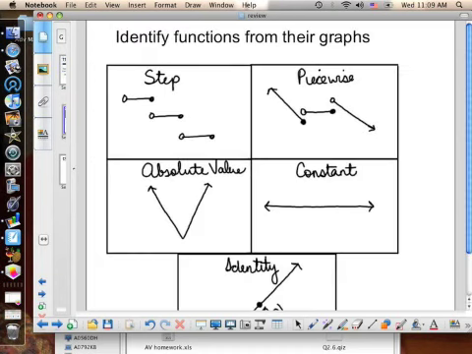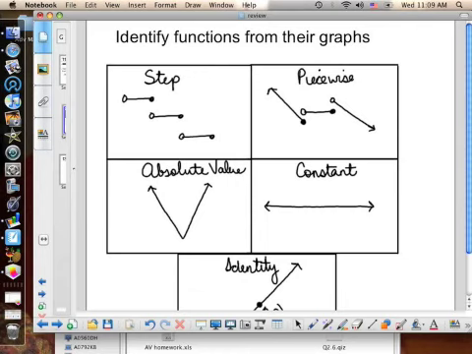You will have these 5 pictures, or a variation of those 5 pictures, and you will have to match and identify which one is a step function, which one is a constant function, which one is a piecewise, which one's absolute value, and which one's identity. Okay? We'll have those exact ones. That's the only ones we've talked about. But it'll be like that.